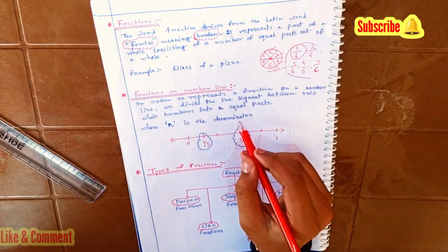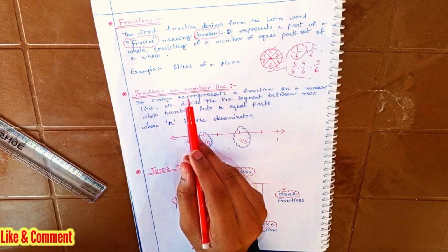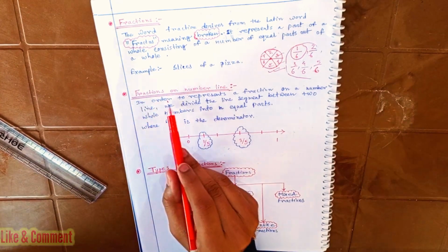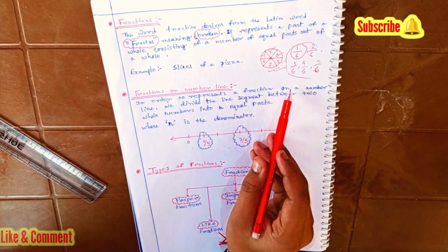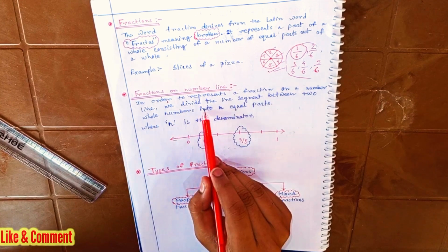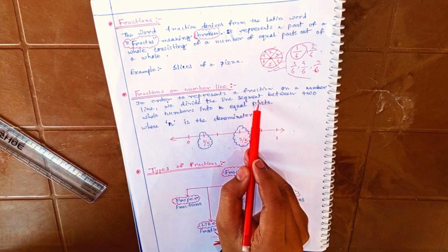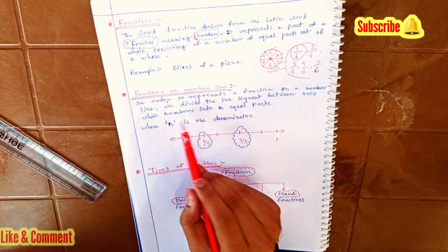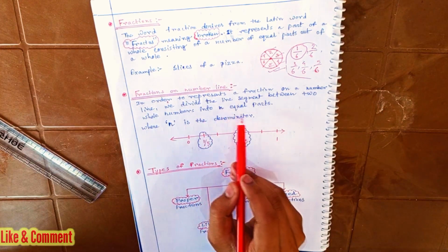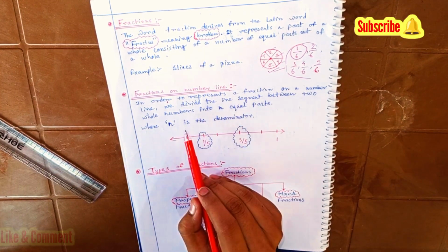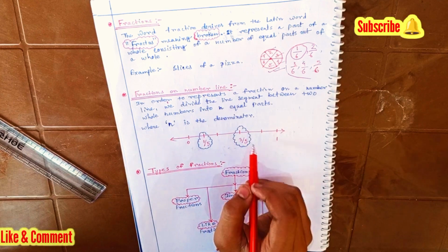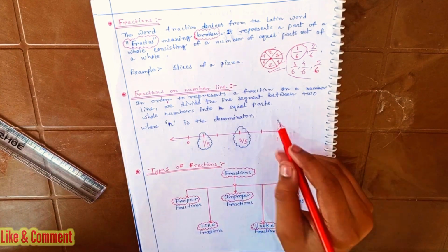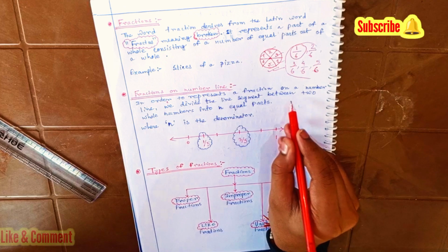We have to know now the fraction on a number line. In order to represent a fraction on a number line, we divide the line segment between two whole numbers into n equal parts, where n is the denominator. We have to know what is denominator and what is numerator.